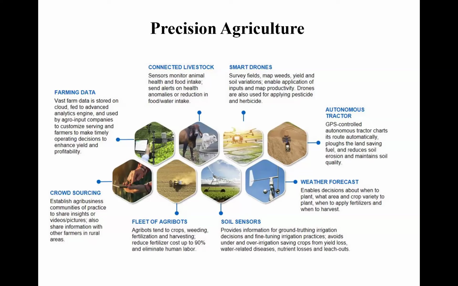Coming to the next one, agribots. We know the agribots. Nowadays we are using some fertilizers. We can reduce the fertilizer usage by up to 90%. How? Based upon these robots. Next one, farming data. After completion of all the sensing information, we can take the decision through the farming.